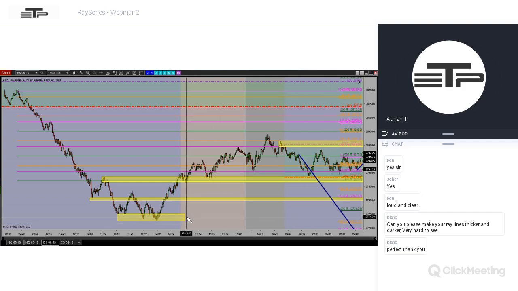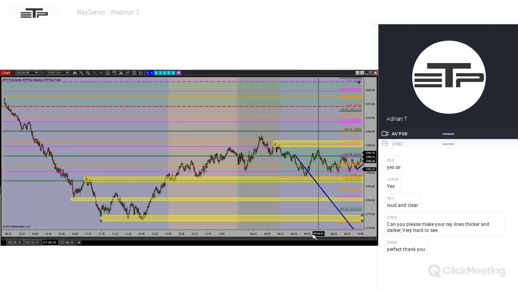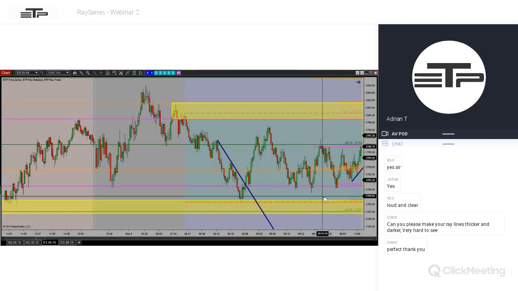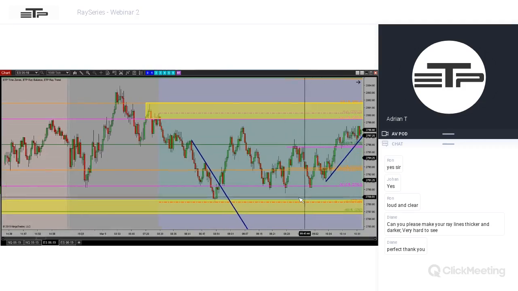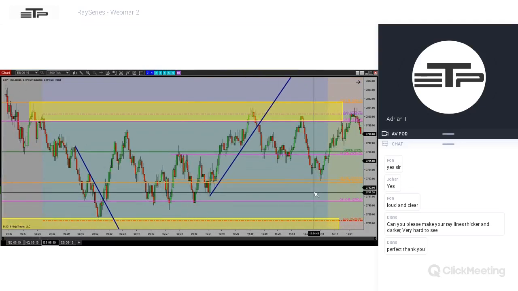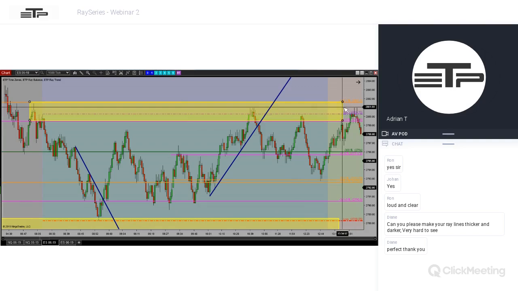So this gives it more strength and more potential of becoming an actual turning point when you get multiple days' fibs and extensions and all that sort of stuff in the one level. Now, where was I at? Okay, and I said we're done for today.